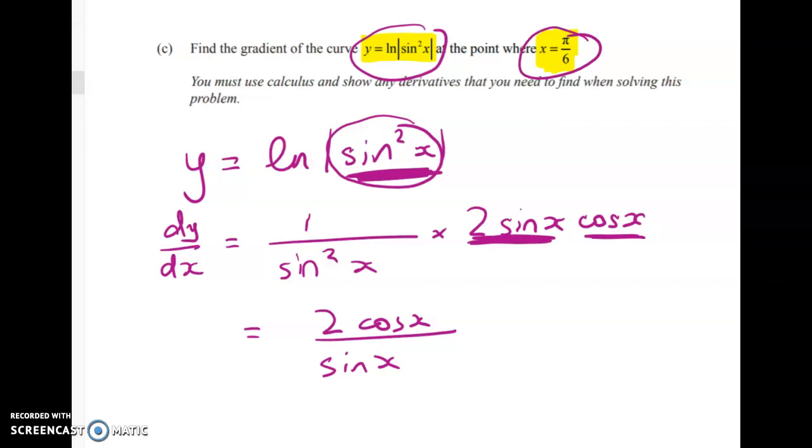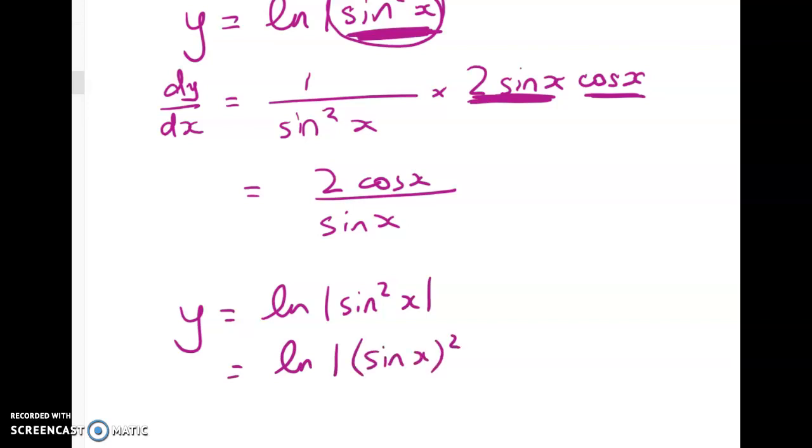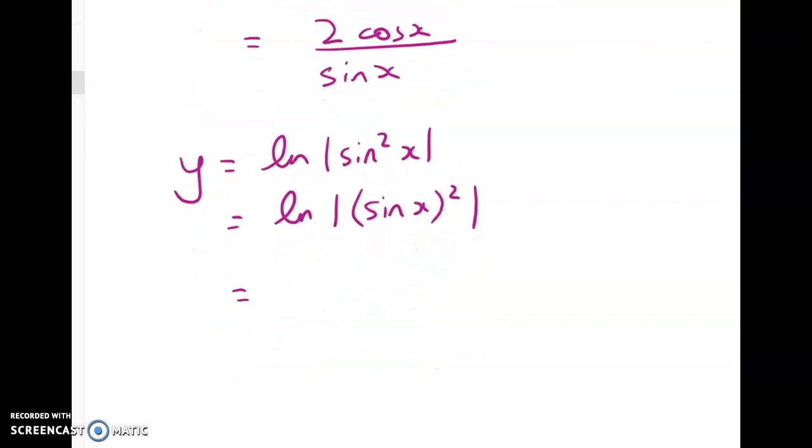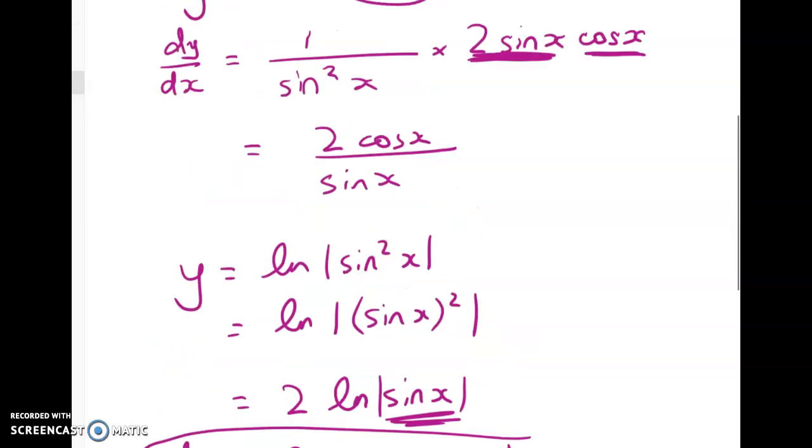But first I want to show you the smarter way to do this, which uses our log rules. So y is equal to the natural log of sine squared x. Well, what does sine squared x mean? Well, it's the log of sine x squared. And we know by our log rules that that is the same as 2 times the log of sine x. So dy by dx in this case is much faster. It's 2 over sine x times the derivative of this, which is cos x.